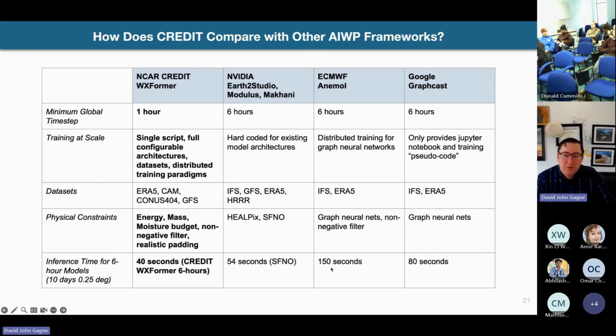NeMo and GraphCast are both on the slower side. The original version of AIFS took 150 seconds to do a 10-day forecast, and GraphCast is 80 seconds. GenCast, if you want the ensemble, is a lot slower and requires a lot more compute to run.